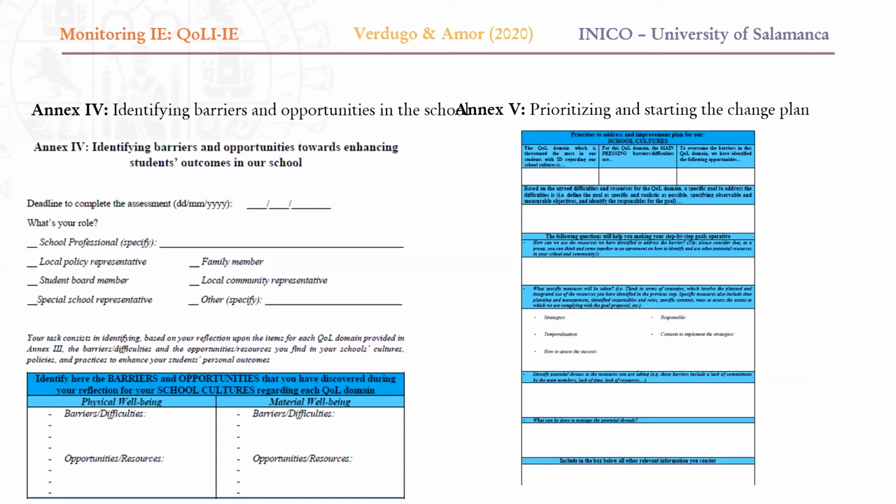Annex number 5 provides the change team with tables where the team can both identify the most pressing need to address and the specific improvement plan, use of resources, use of strategies, temporalization, etc. Focused always on improving the quality of life of students. The annex provides 3 planning sheets, one for each variable: culture, policies, and practice.